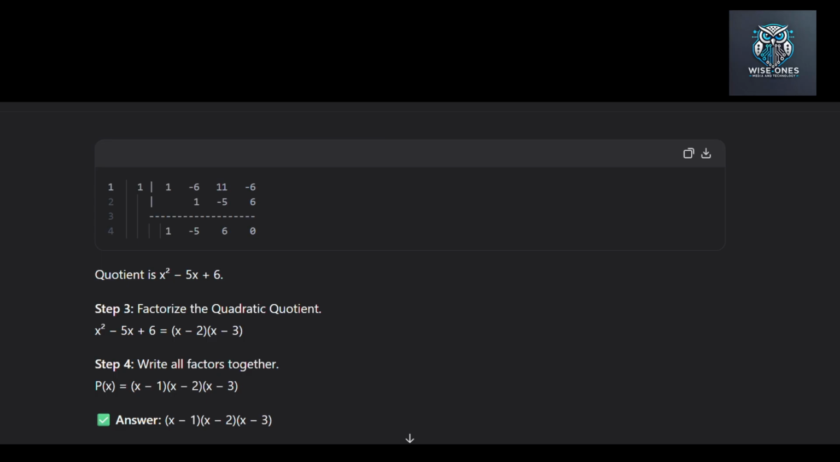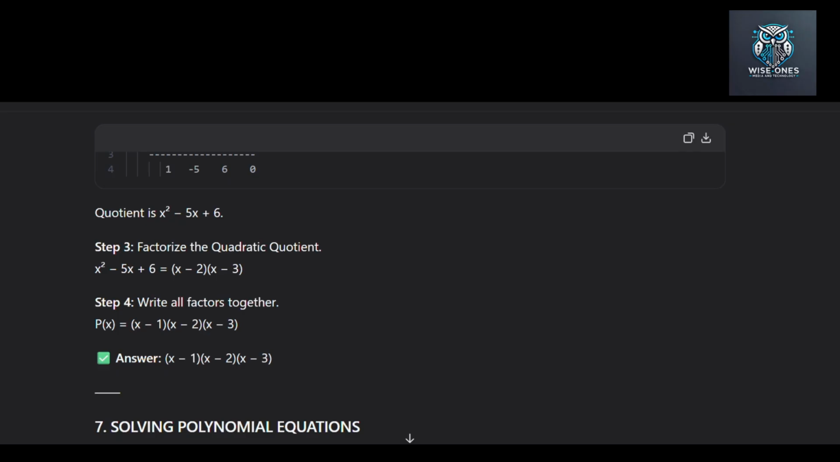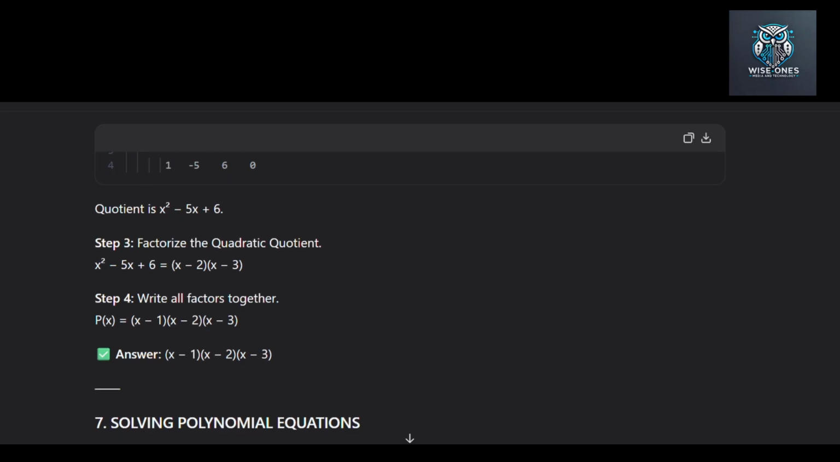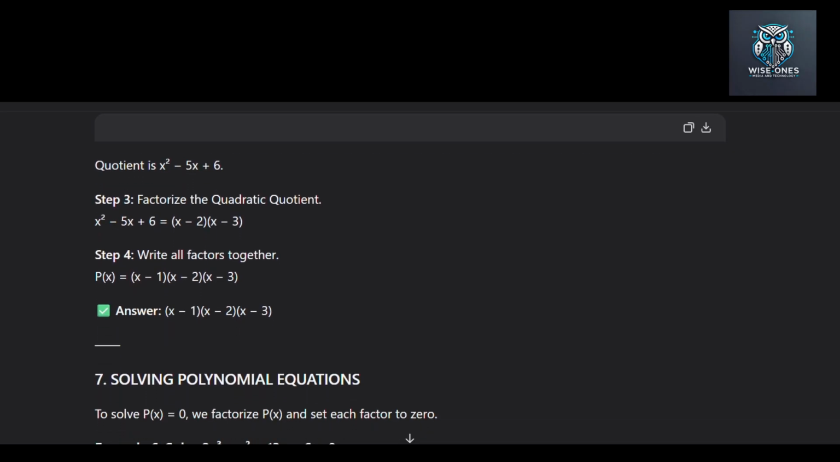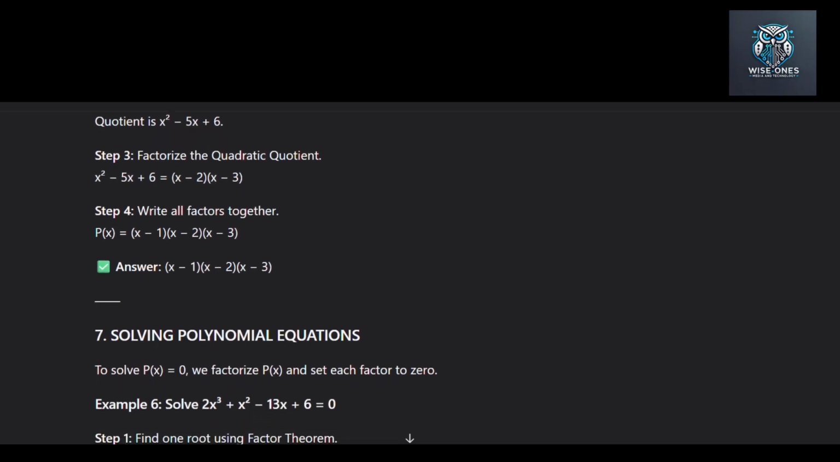The quotient coefficients are 1, negative 5, 6. This corresponds to x squared minus 5x plus 6. Step 3. Factorize the quadratic quotient. We need to factorize x squared minus 5x plus 6. We need two numbers that multiply to 6 and add to negative 5. Those numbers are negative 2 and negative 3. So it becomes (x − 2)(x − 3).